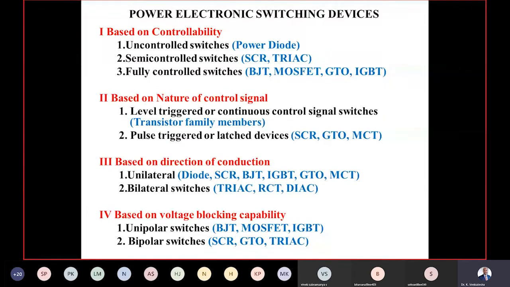Controllability. Second category, nature of control signal. What type of pulse you give to the switch to turn on. You want to give a small pulse sufficient to turn on forever, or you want to give a continuous pulse for it to stay on, is a question. Third category, which direction current flows, either one direction or both the directions. Fourth category, voltage blocking capability, whether it can handle both positive voltage and negative, reverse voltage. These are the switch categories.